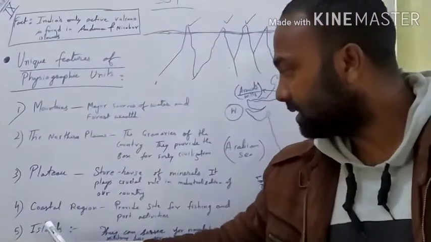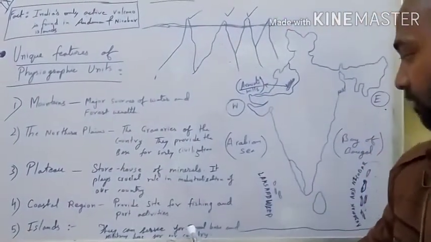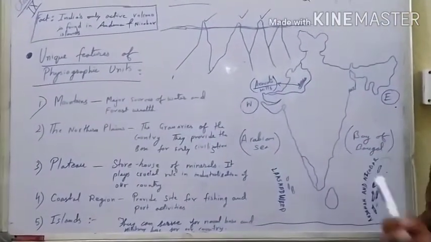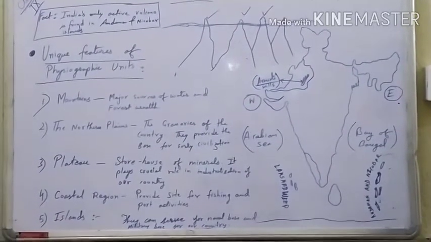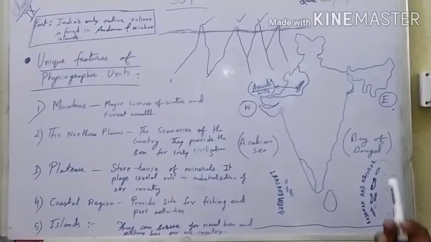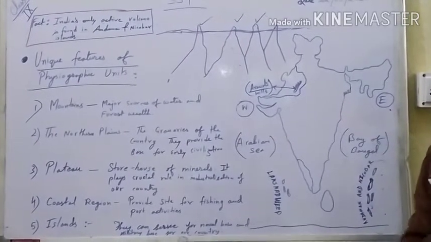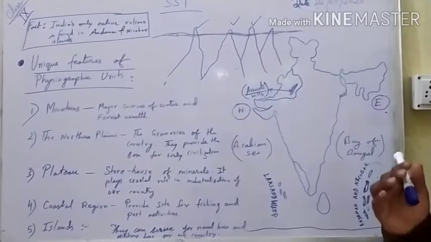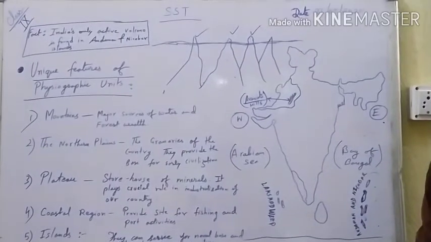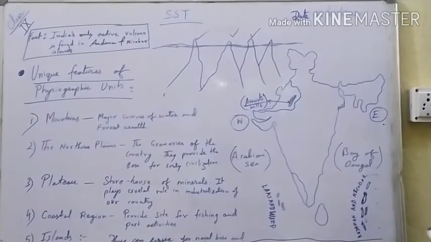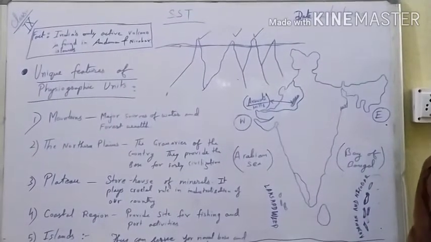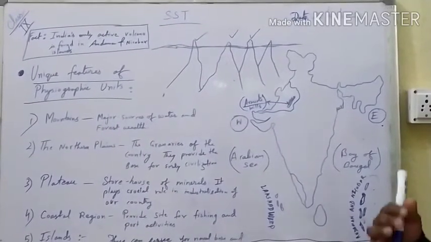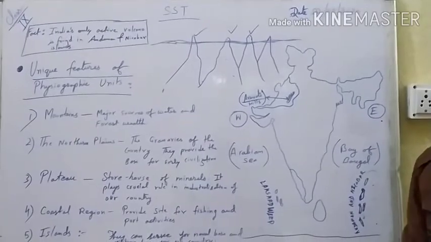Okay, now the next one is the islands. They can serve as naval and military bases for the country. There are many islands that can be used for military and naval bases, so that our country will be protected more effectively. One of the bases is at Port Blair in the Andaman and Nicobar Islands, and it belongs to the Indian Armed Forces. Our country is protected from the south, and more effective protection can be done if the bases in the southern portion are increased.